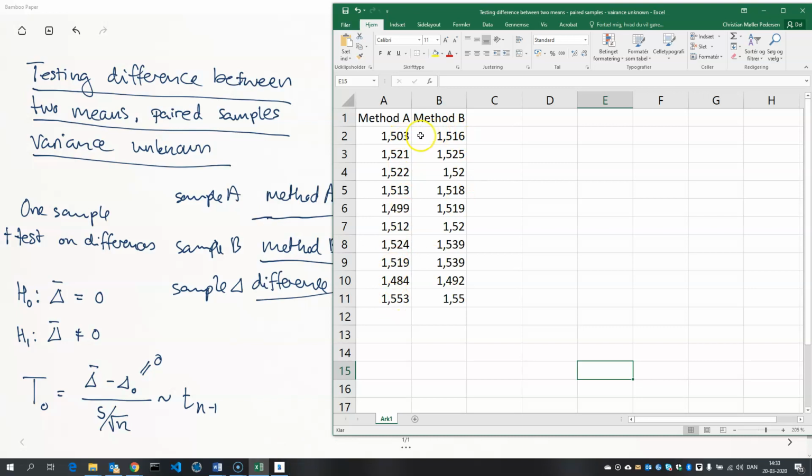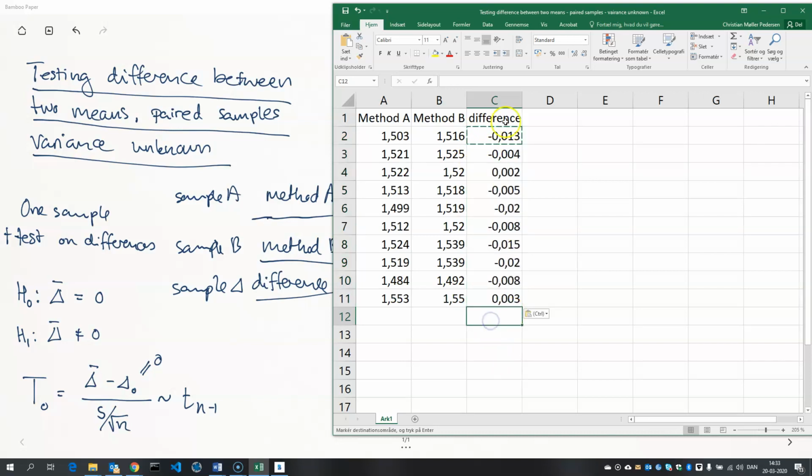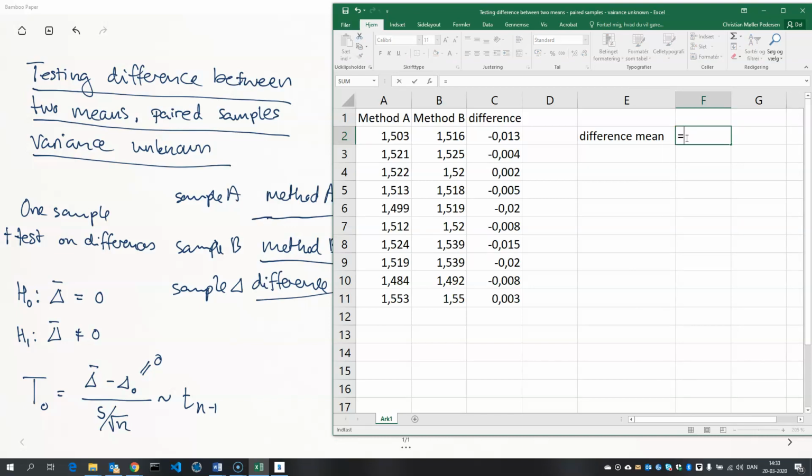So here we have the 10 measurement results from each method. And the first thing I'll do is I'll compute the differences, taking method A measurement minus method B measurement, and let's make a copy of that. So there we have our difference sample, and we start by computing the mean, difference mean we could call it. I'll expand this column a little bit, and that's just, well, you need to write average in English, I'll write mid in Danish. So that's the mean of the differences.